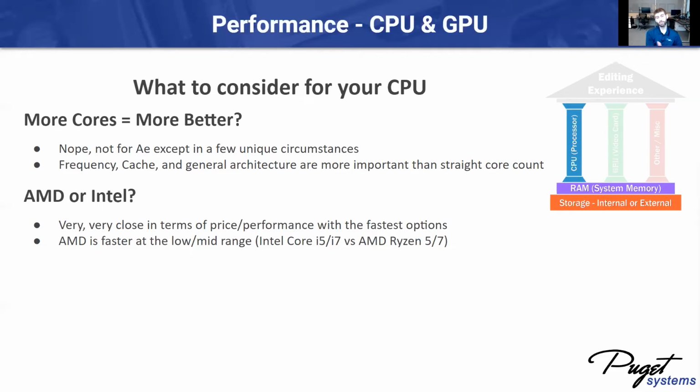AMD tends to be a little bit faster on the lower mid-range. So if you're not buying the top-of-the-line system, you might edge towards AMD a little bit. It's going to be pretty darn close, though.